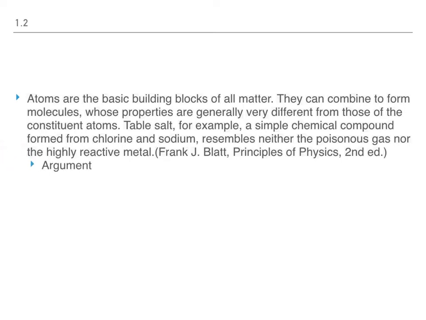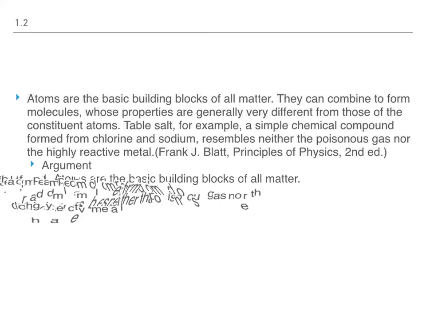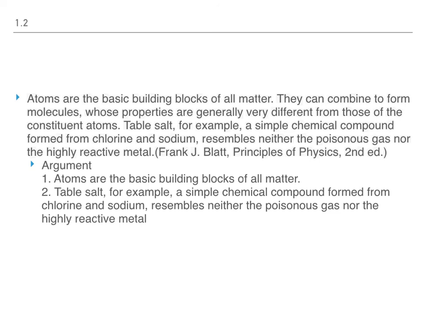So the conclusion here is that atoms can combine to form molecules whose properties are generally very different from those of the constituent atoms. And so then they are trying to show that this is true by giving the example of table salt, which is combined from things whose properties it doesn't really resemble. So we may now represent the premises. Premise 1, atoms are the basic building blocks of all matter. Premise 2, table salt, for example, a simple chemical compound formed from chlorine and sodium, resembles neither the poisonous gas nor the highly reactive metal. Then we're going to have our conclusion indicator.